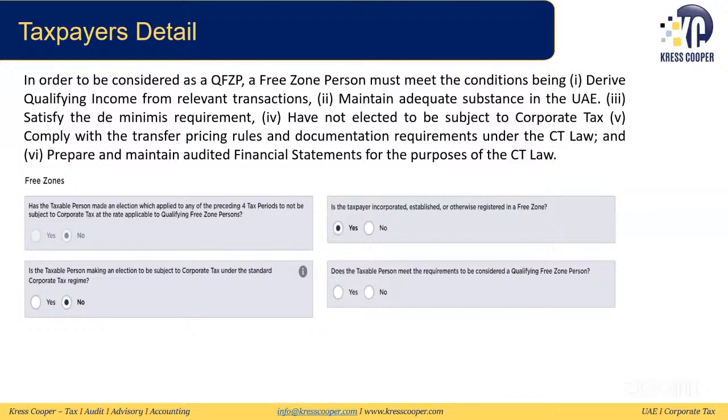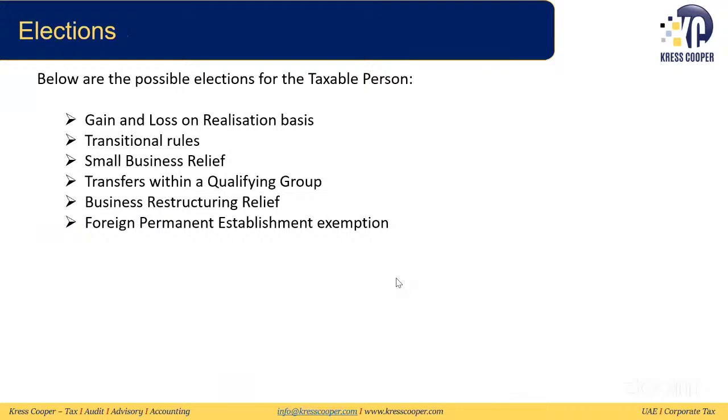Now we know that this return is like a self-assessment, just like VAT. So we will have to evaluate ourselves against these requirements or conditions and then choose appropriately. And this election, if you make it, will again be irrevocable for you. So you have to make the election, whether you want to be part of the normal tax regime or you're electing out. So this has to be filled for a qualifying free zone person.